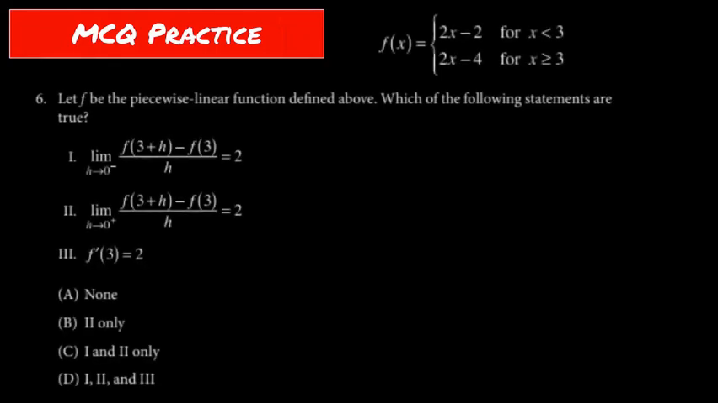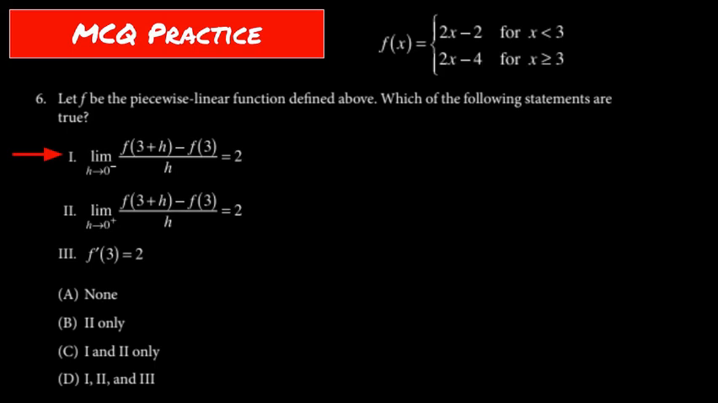Next, we'll be looking at another multiple choice question. And here's a question, and this is a piecewise function, and it's asking which of the following statements are true. And we have statements 1, 2, and 3. So first, we'll begin by looking at statement 1. And statement 1 says limit as h approaches 0 from the left of f of 3 plus h minus f of 3 all over h equals 2.